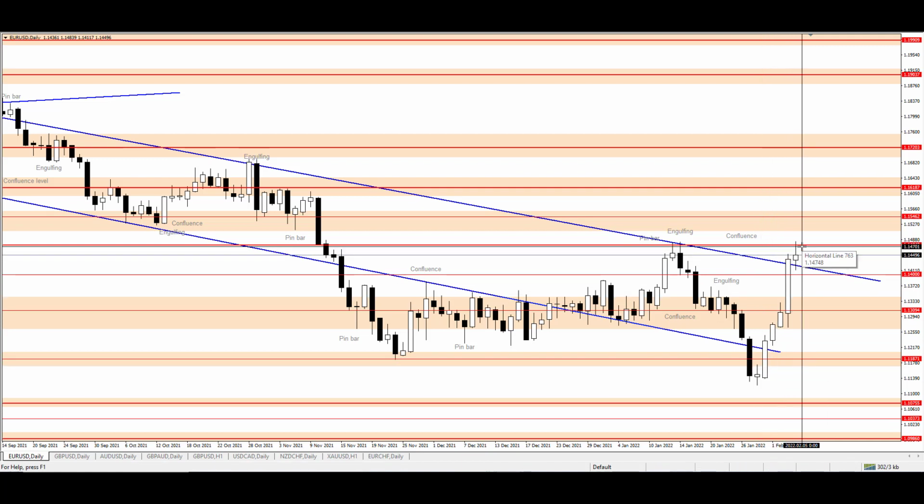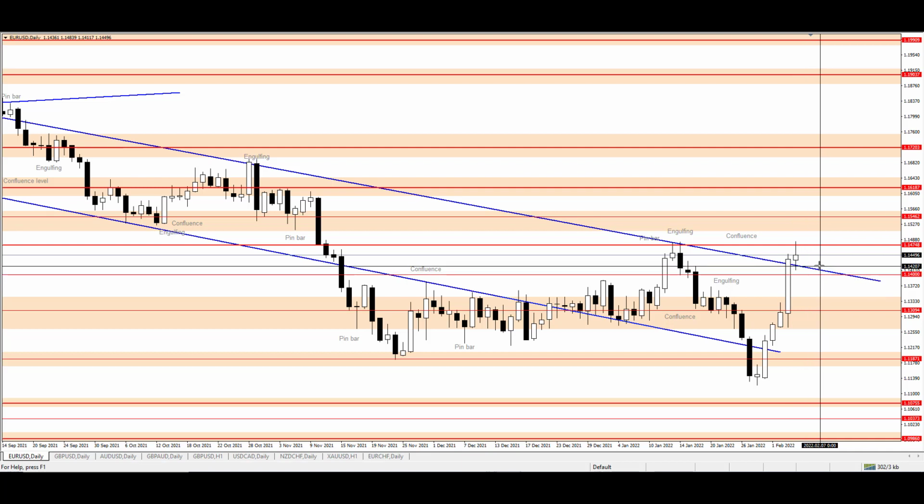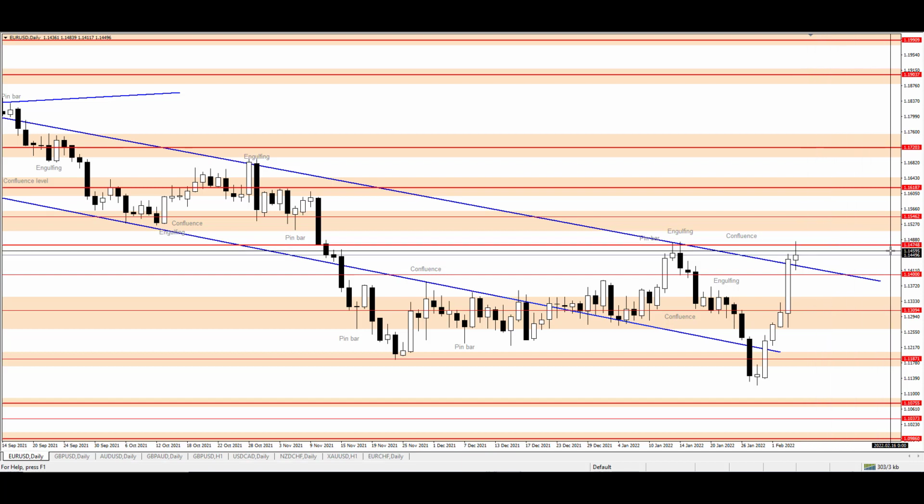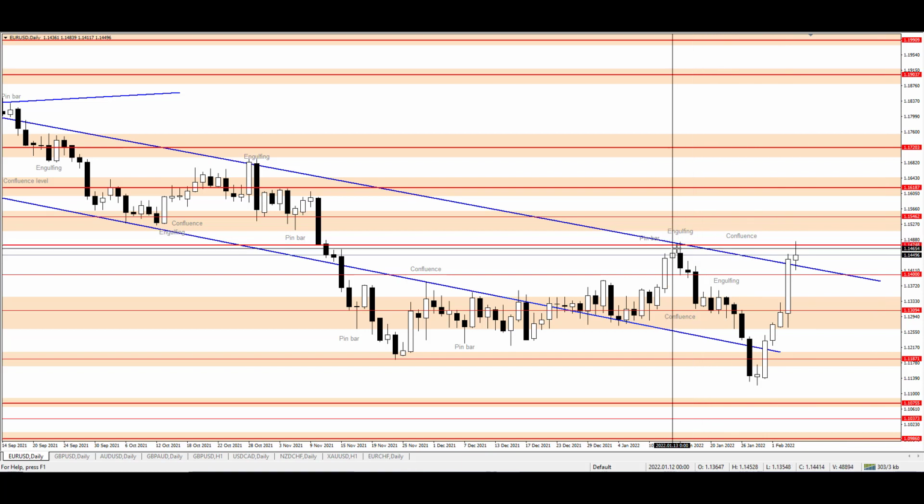For next week, what I'm expecting is that if the price returns down, it will be around this level, because this level is a confluence of support right now. And also on the upper side, we have a strong resistance line at 1.14748, which held the price previously and prevented the price from moving up.